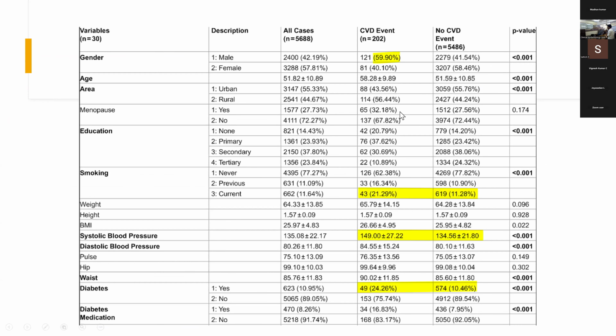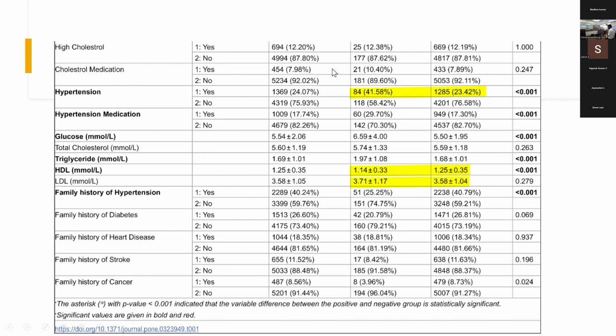And when they divided the baseline population into those who had a cardiovascular event at 10 years and those who did not have a cardiovascular event at 10 years, a significantly higher proportion of the participants were males, with a higher proportion of smoking, higher percentage of diabetes, and higher systolic blood pressure. They also had a higher incidence of underlying hypertension with a lower HDL score.